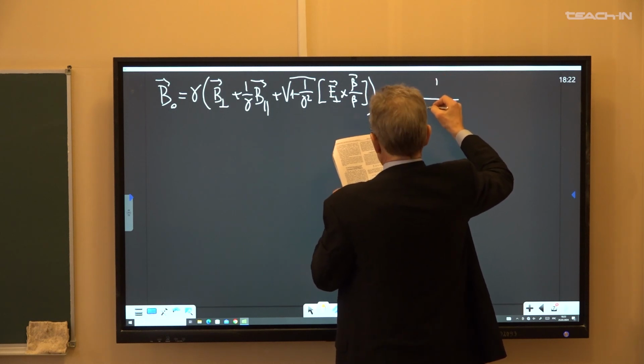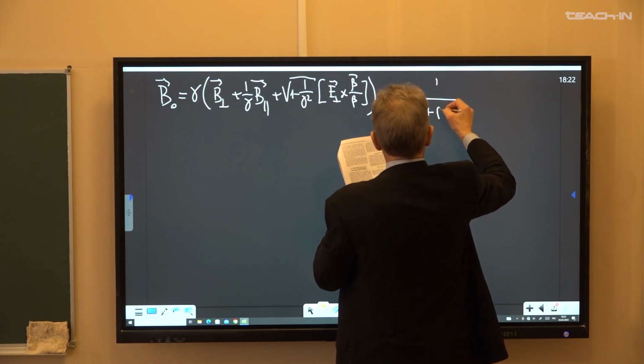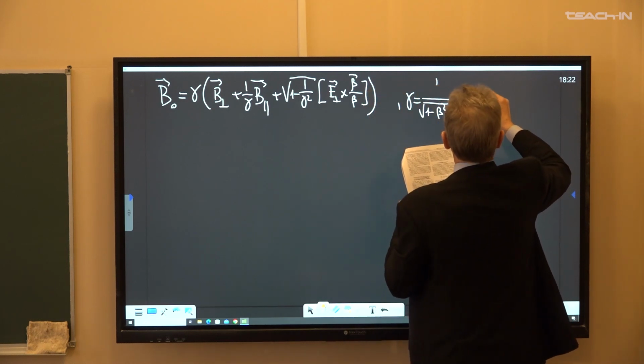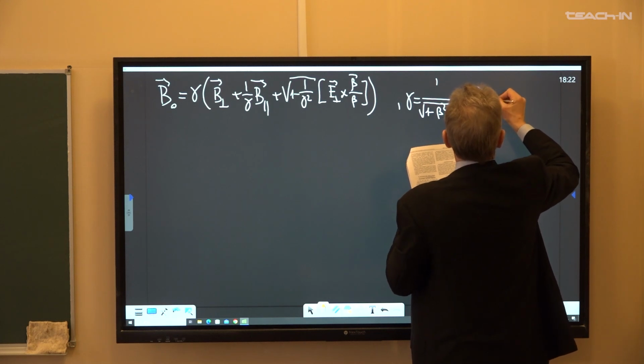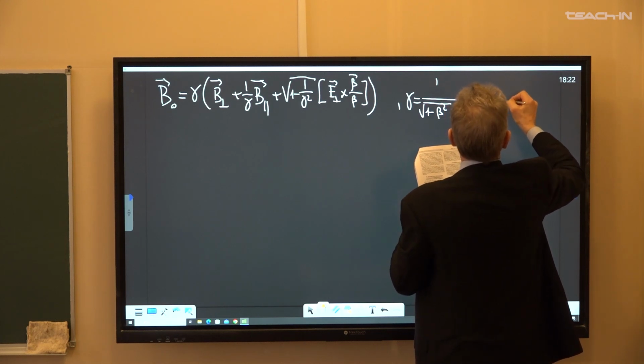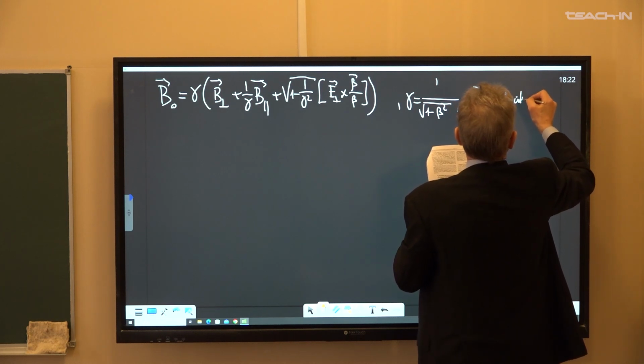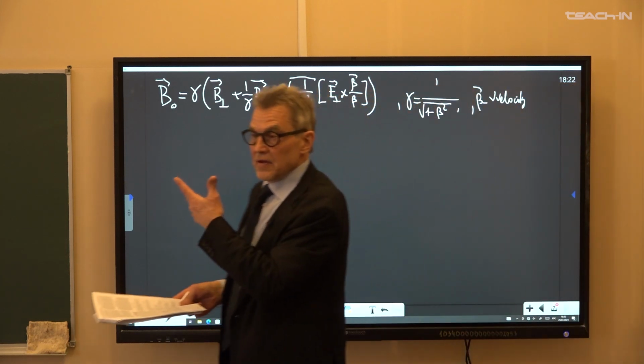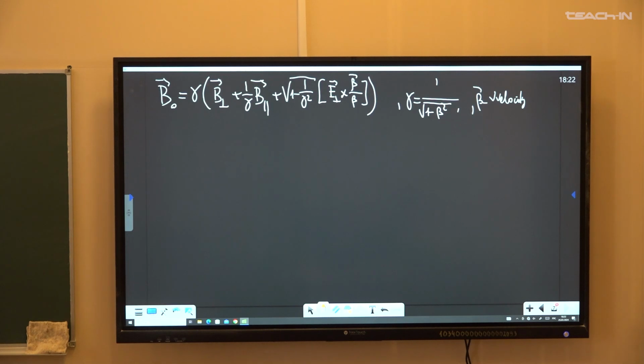This is the square root in the denominator, 1 minus beta squared. Yeah. And beta is the neutrino velocity vector, the neutrino velocity in the laboratory frame. So this is the magnetic field that is seen by relativistic moving neutrinos if these components of electric and magnetic fields are given in the laboratory frame.